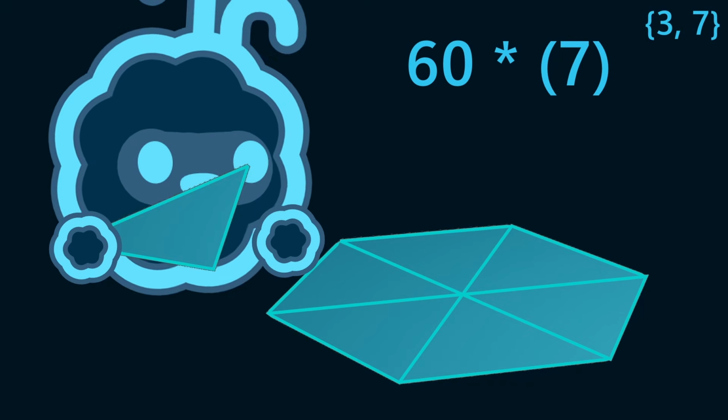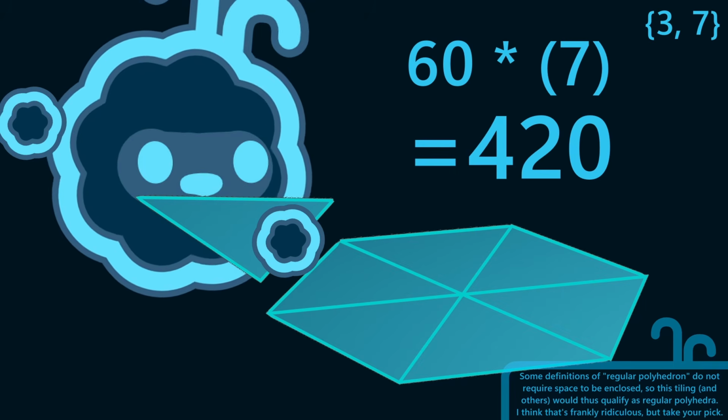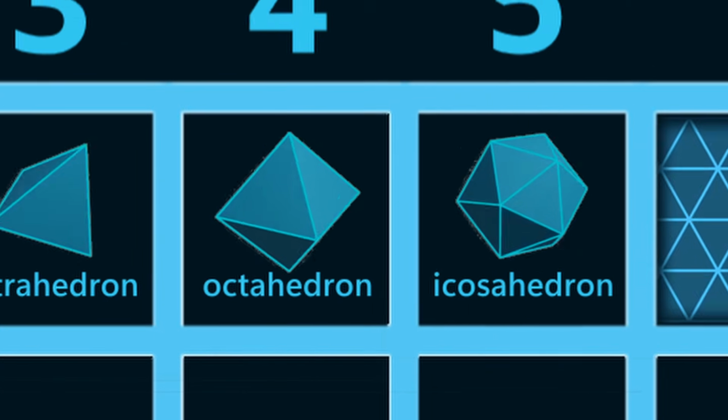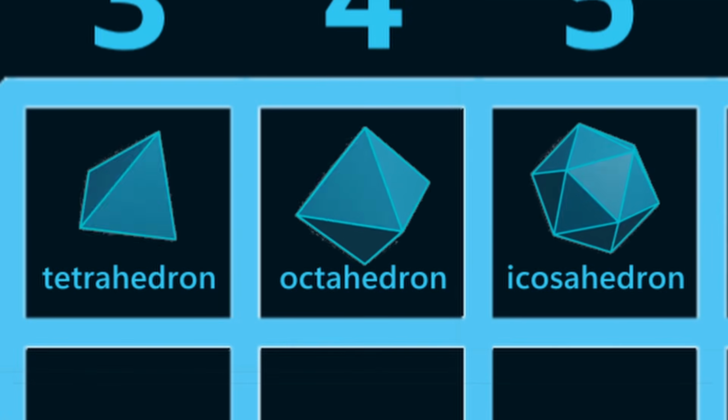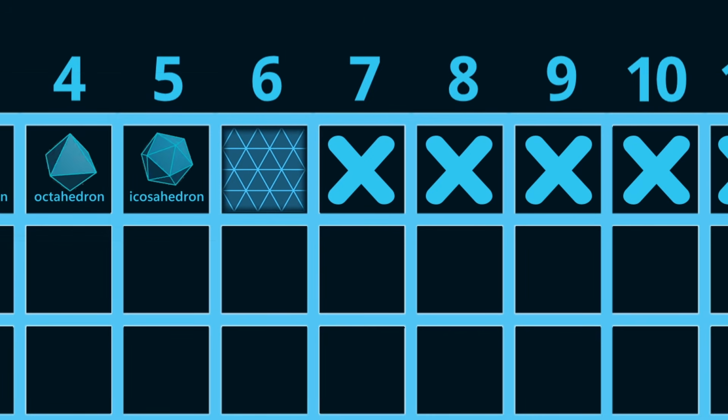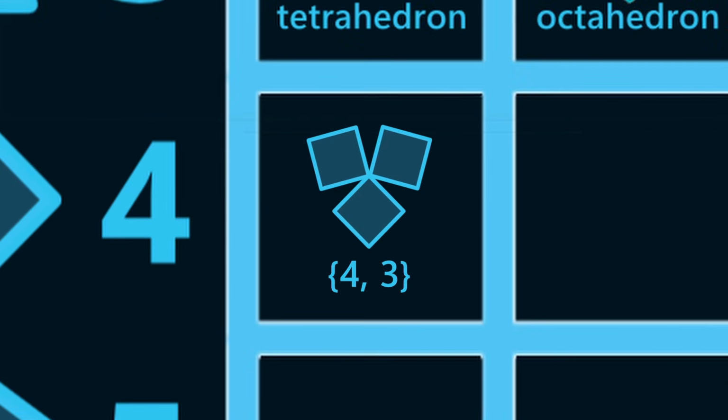And then any more than 6 triangles would be more than 360 degrees, so you wouldn't even be able to fit them around a vertex. So what this means is these are the only 3 regular polyhedra that are made out of triangles. In other words, we can eliminate all the other squares over here. But that's okay, that just means we get to check squares now. Let's get right to it.